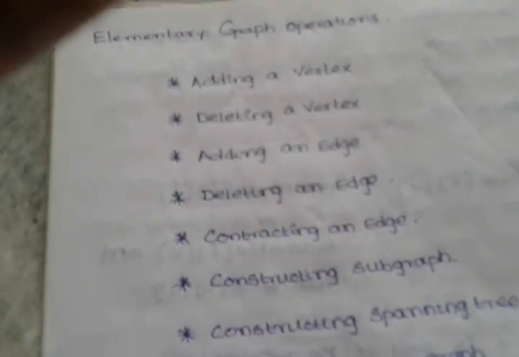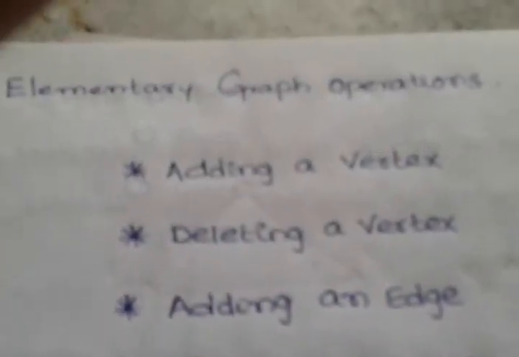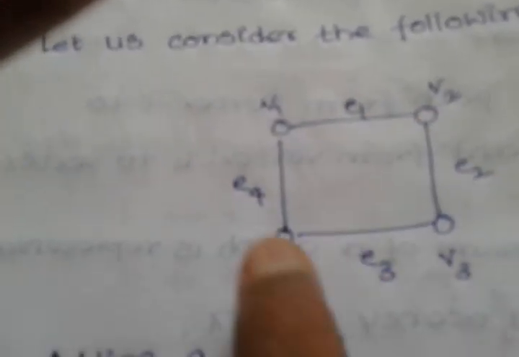Elementary graph operations. Adding a vertex. The first operation is adding a vertex. Let us consider the following graph. We have taken one graph for example. Here there are 4 circles. This circle is V1, this circle is V2, this is V3, and this circle is V4. How many lines are there? 4 lines, named E1, E2, E3 and E4.